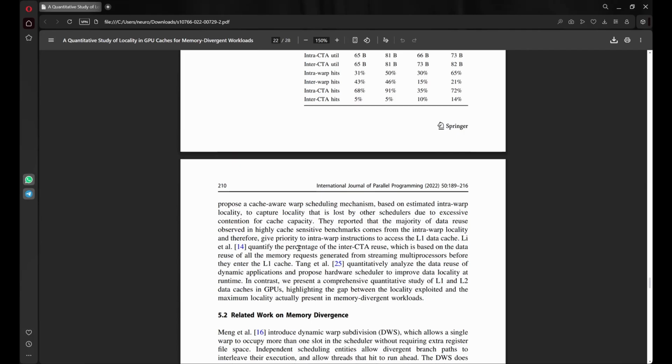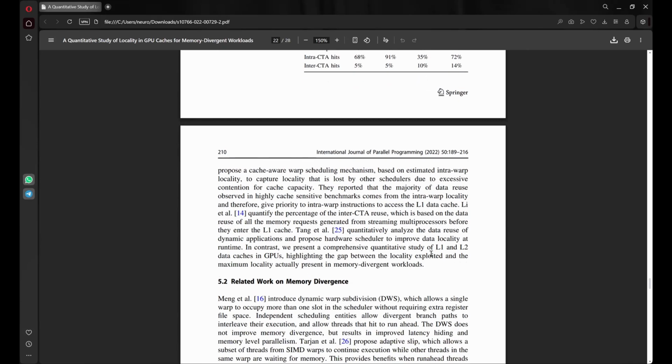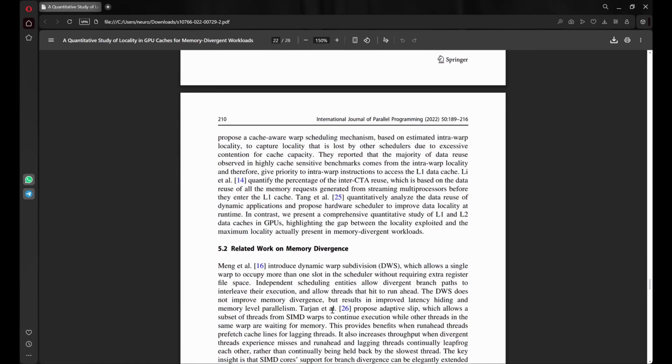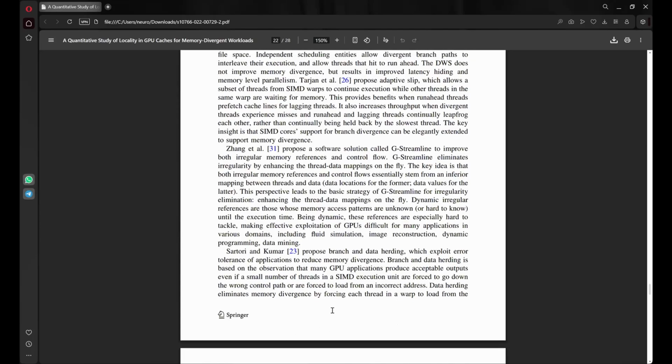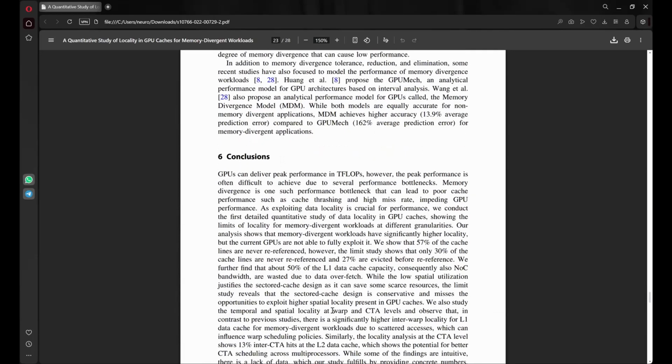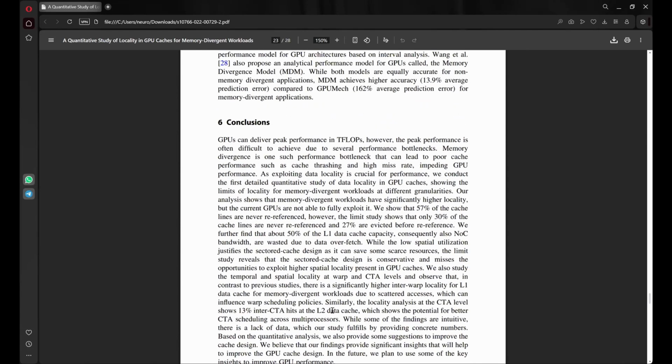Lee et al. quantifies the percentage of the inter-CTA reuse, which is based on the data reuse of all the memory requests generated from streaming multiprocessors before they enter L1 cache. So you're not going to find any results here. It really just goes into what other studies have been done on locality and GPU caches. Same thing for memory divergence, and they just restate everything that we just went over in the conclusion.